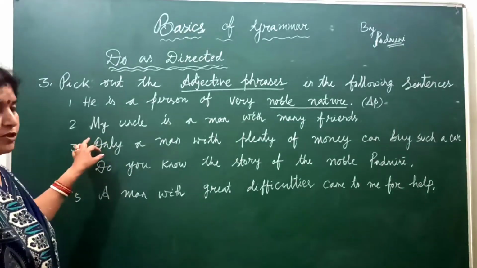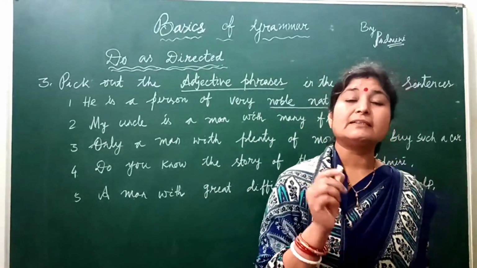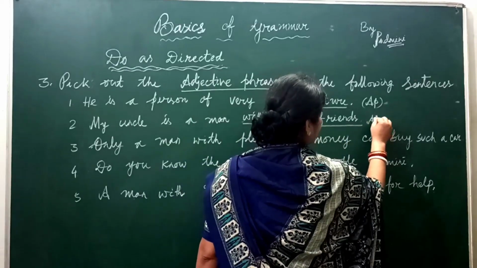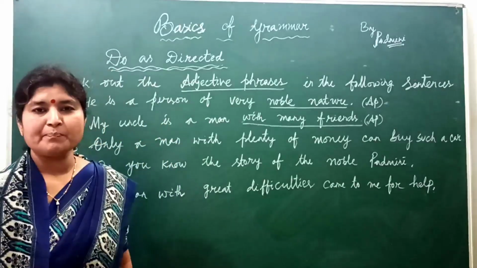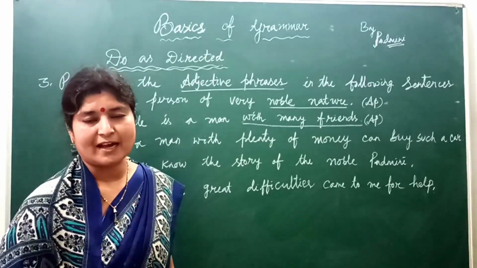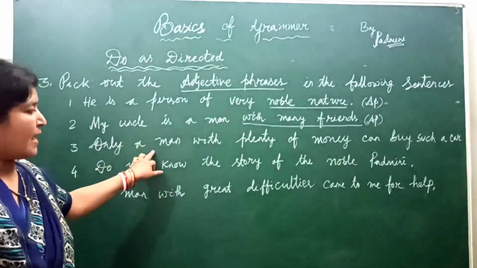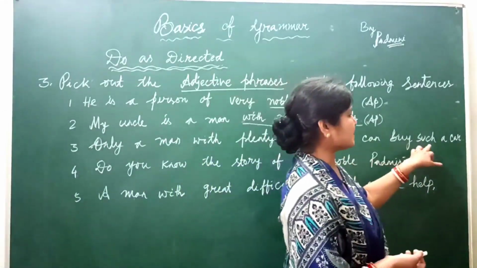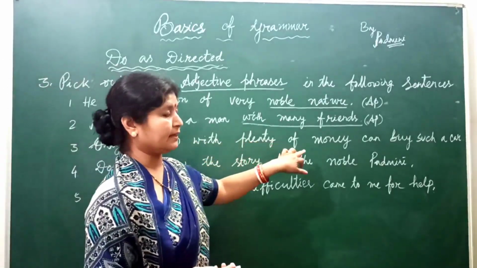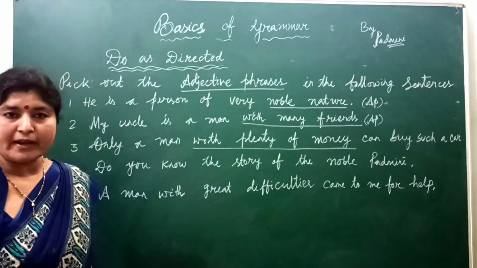Okay. Then the second question. My uncle is a man with many friends. So, which is the adjective here? Many. So, "with many friends" is the adjective phrase. Okay. My dear students, I need the answers from your side in the comment section. Only a man with plenty of money can buy such a car. So, "with plenty of money" is the adjective phrase.